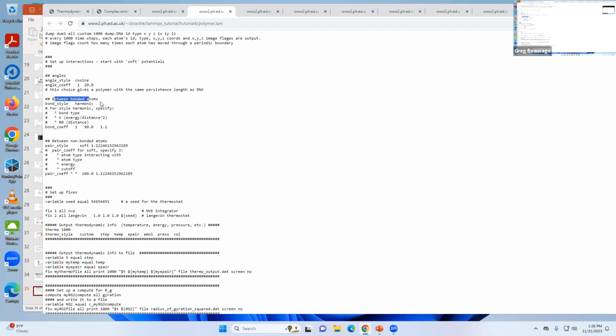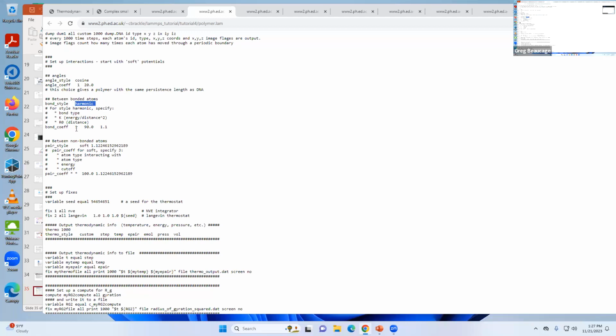Now bond: you have to create the bond between the atoms. So it's a harmonic spring. It's going to be x squared times the spring constant divided by 2 for the potential, right? Then you're going to need to put in a spring constant.